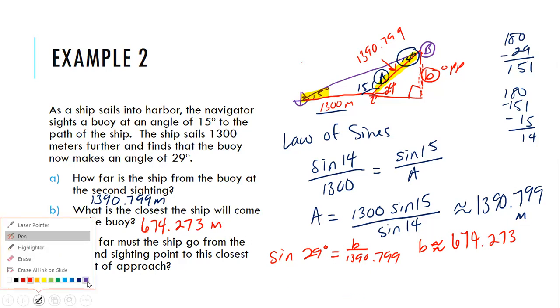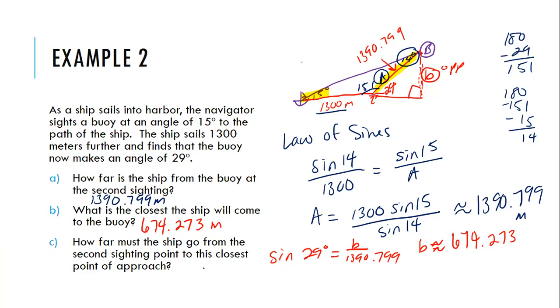All right, part C. So part C is a little tricky in terms of words. It says, how far must the ship go from the second sighting point to this closest point of approach? Just making sure that you understand, it's asking how far from here to here. Does that make sense? So this is what C is asking you to find. C is saying, what is the different distance I must travel to go straight to the buoy? Pretty simple, right? So you have a couple options here.